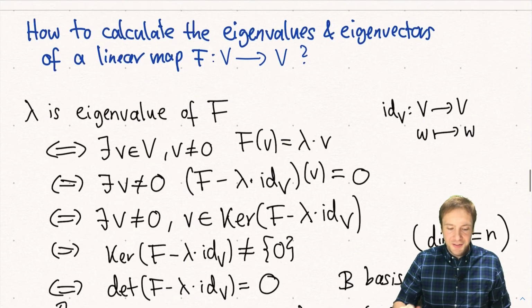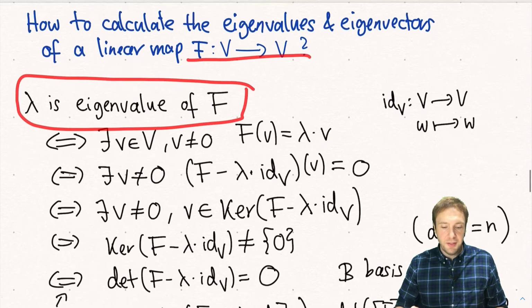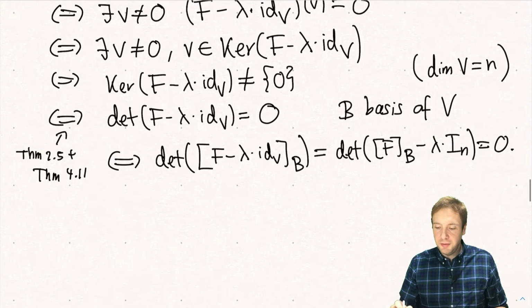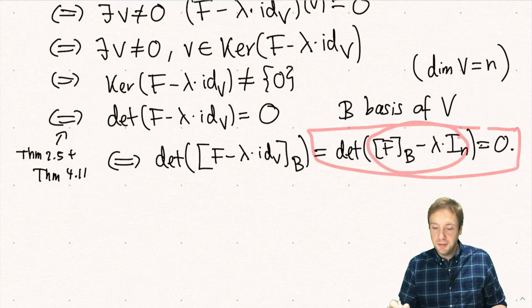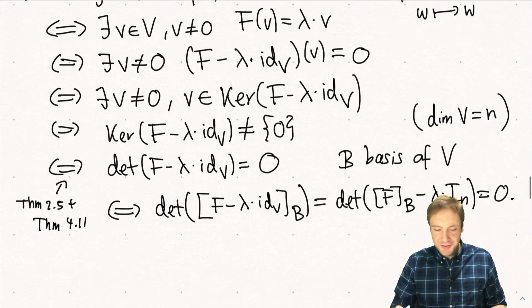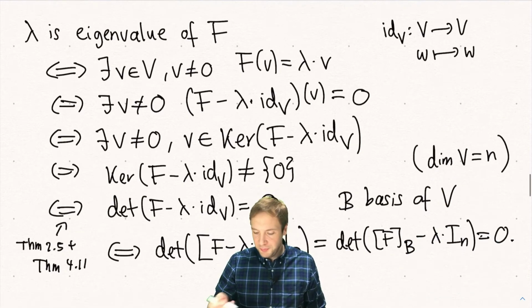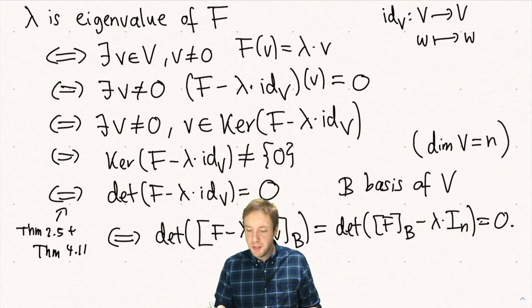So, in other words, if lambda is an eigenvalue of this linear map F, this is equivalent to the determinant of this matrix here being 0. So let's do this for our example. There we have explicitly given this linear map F, and then we need to subtract lambda times the identity matrix and calculate the determinant, and then see for which lambda this determinant is 0.